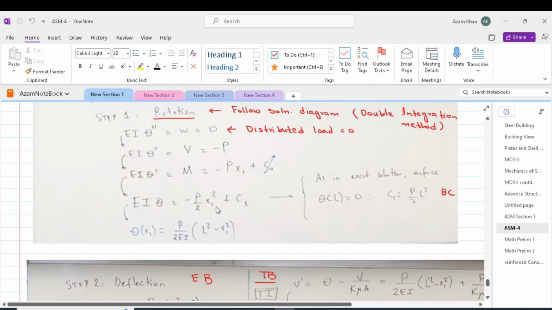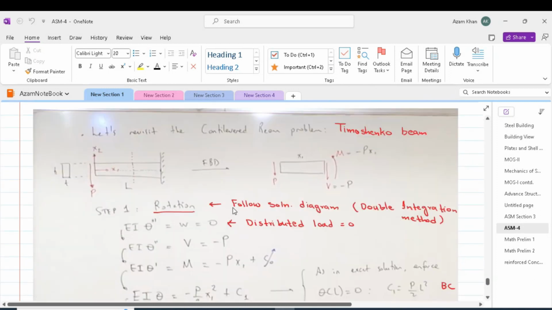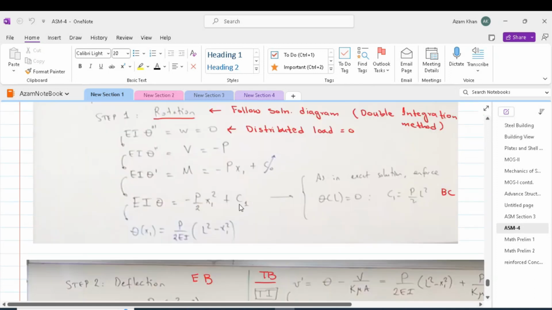So again, we can put conditions that at x is equal to L, our rotation theta is equal to 0, and we will get C1 equal to P by 2 L square. Thus, we will get a general equation of theta: theta of x1 is P by 2 EI times (L square minus x1 square).